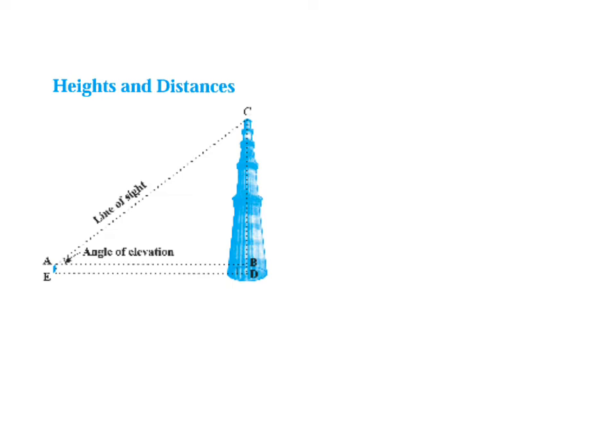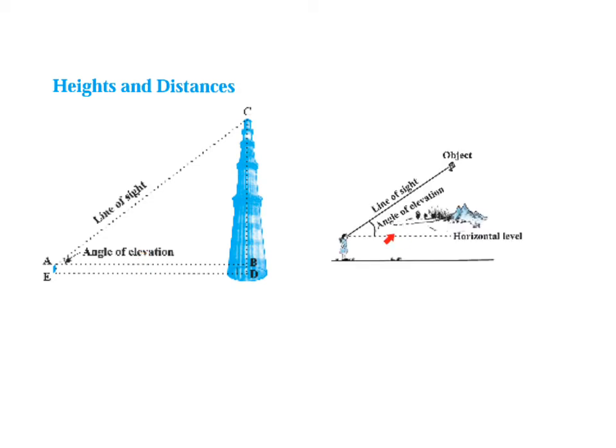Let's look at this figure. In this figure, there's a student standing over here and looking at the top of the minar. This line is called the line of sight. The angle formed between the line of sight and the horizontal line is called the angle of elevation. The angle of elevation is above the horizontal line. So when you look up, the angle formed by the line of sight above the horizontal line is called the angle of elevation.